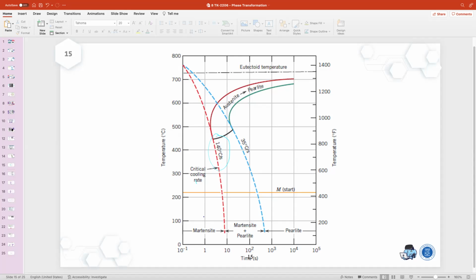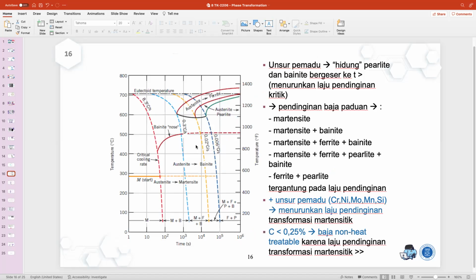Okay, it should be noted that in this continuous cooling transformation, we don't have bainite. Yeah, we don't have bainite here. Why? Because all of them have been transformed into pearlite. Okay, so we can't have bainite in the continuous cooling transformation. Only pearlite, a mixture of martensite and pearlite, or martensite. Okay, so let's continue.